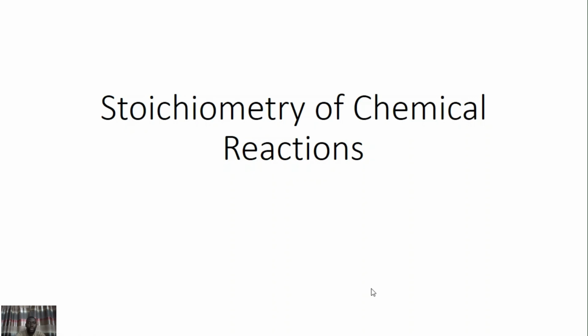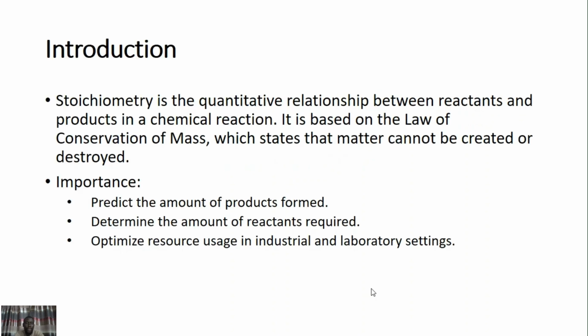In this video, I'll be discussing stoichiometry of chemical reactions, which is one of the topics you are expected to be familiar with before you go for the JAMB UTME exam. Stoichiometry is the quantitative relationship between reactants and products in a chemical reaction, and it is based on the conservation of mass, which states that matter cannot be created nor destroyed.